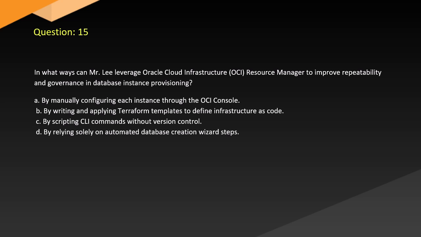Question 15. In what ways can Istali leverage Oracle Cloud Infrastructure OCI Resource Manager to improve repeatability and governance in database instance provisioning? A. By manually configuring each instance through the OCI console. B. By writing and applying Terraform templates to define infrastructure as code. C. By scripting CLI commands without version control. D. By relying solely on automated database creation wizard steps.